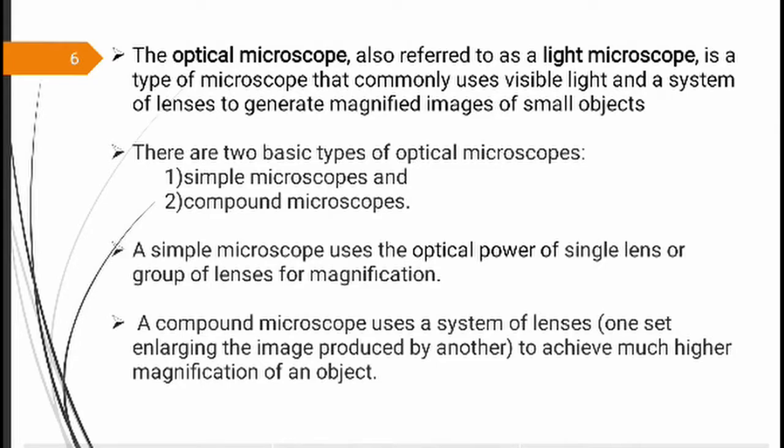There are two basic types of optical microscope: one simple microscope and the other compound microscope. A simple microscope uses the optical power of a single lens or group of lenses for the magnification, whereas a compound microscope uses a system of lenses to achieve much higher magnification of an object.